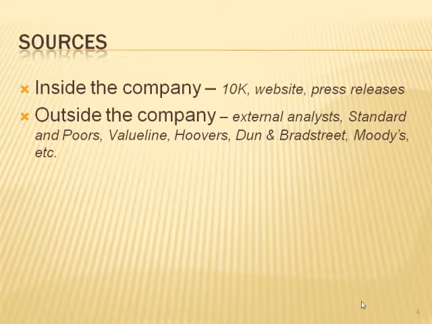Where do we get financial statement information? We first look inside the company. We look at the 10K, the company's own website, and the company's own press releases. Because this information is coming from inside the company, there is a potential for bias.